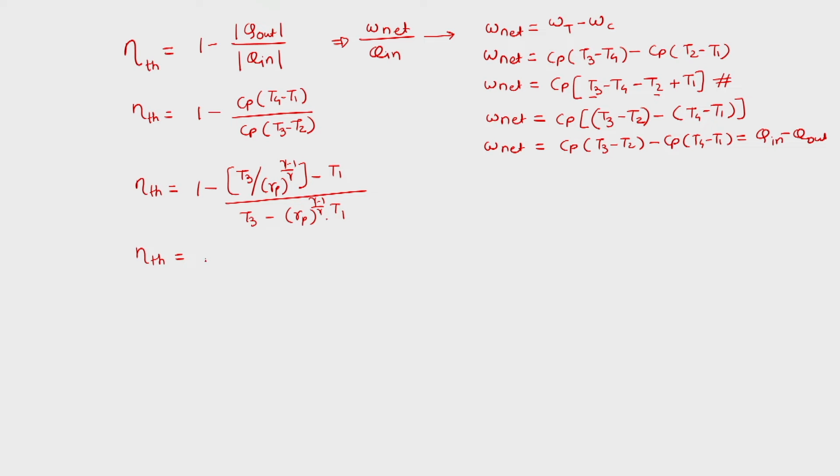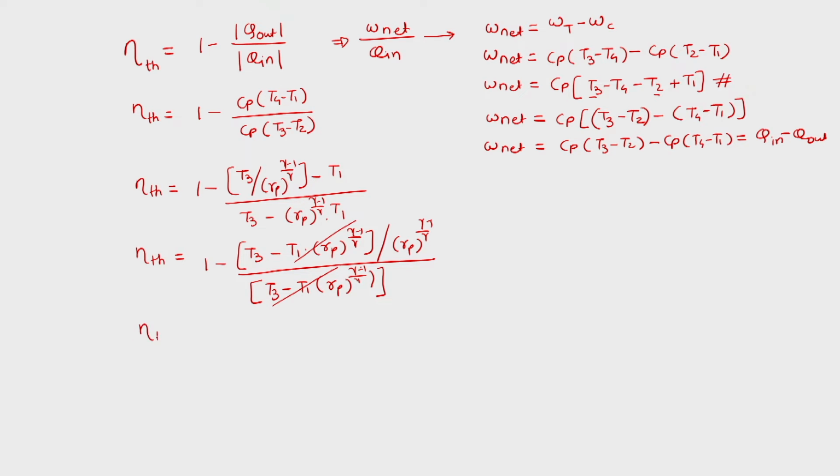So thermal efficiency is equal to 1 minus (T3 divided by Rp bracket raised to gamma minus 1 upon gamma, minus T1), divided by (T3 minus T1 into Rp bracket raised to gamma minus 1 upon gamma). We can see that this bracket and this bracket would get cancelled. So thermal efficiency of the Brayton cycle is 1 minus 1 upon Rp raised to gamma minus 1 upon gamma. This is the final expression for finding out the thermal efficiency of the Brayton cycle.